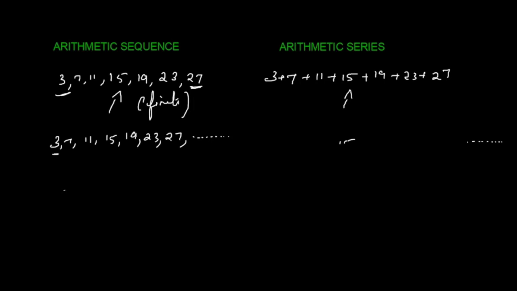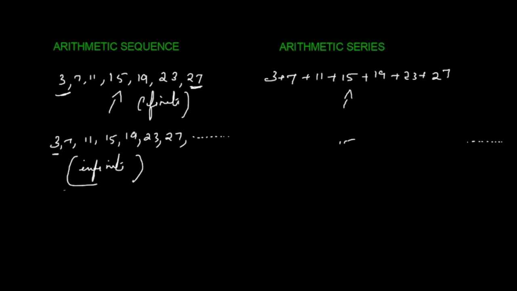27, and again it's going on. That means we cannot count it, uncountable. So it is an infinite series. That is, it is infinite. This sequence is known as an infinite sequence.